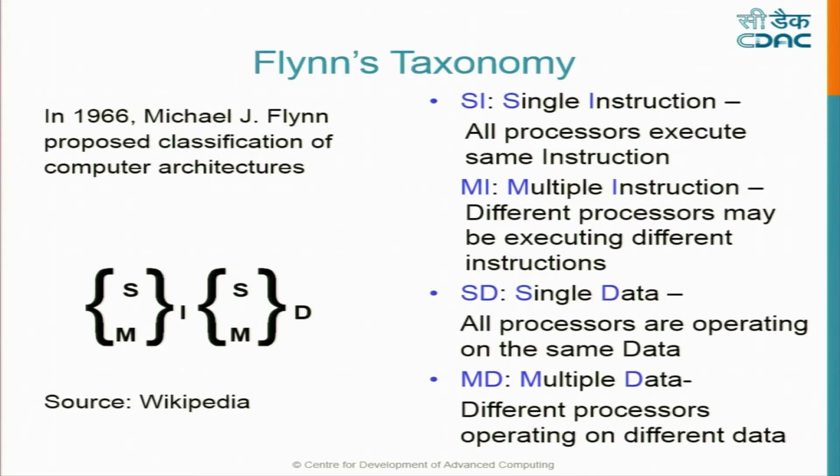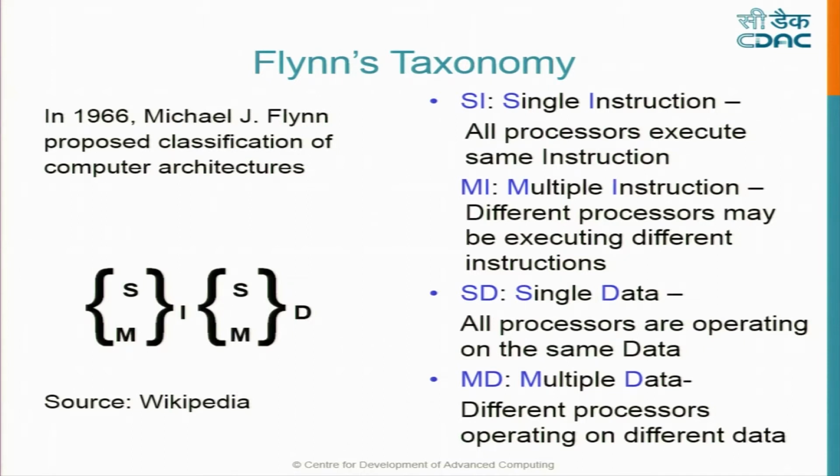So in the simplest form, you have a single instruction that is operating on all the processors. So we call it single instruction. If there are multiple instructions operating, then we say multiple instructions. You have different processors, they may be executing different instructions. So that is one way of having an attribute for the instruction.